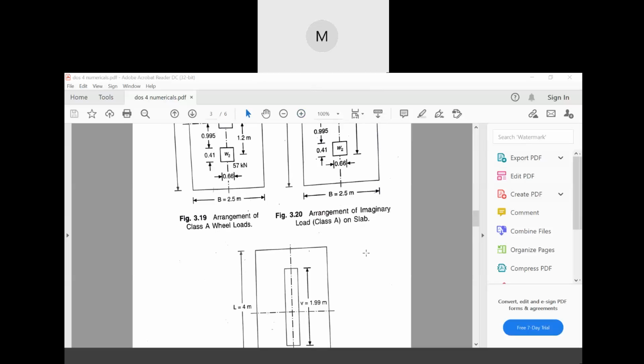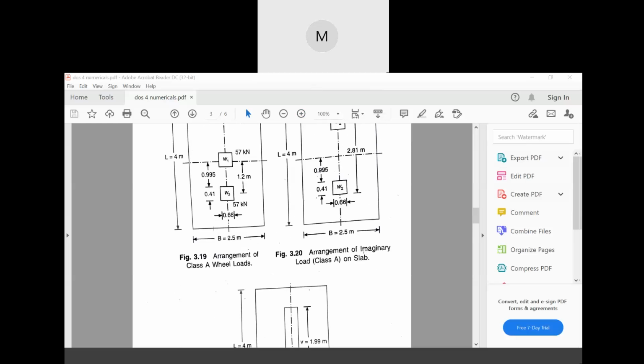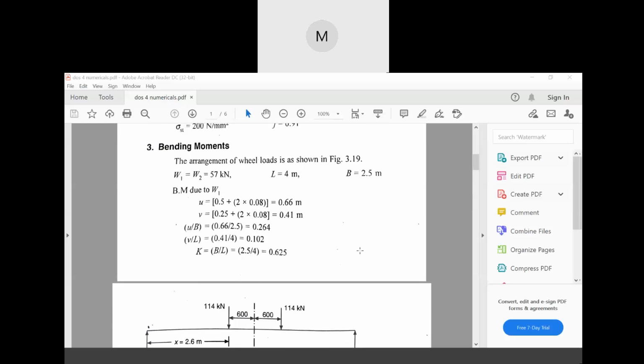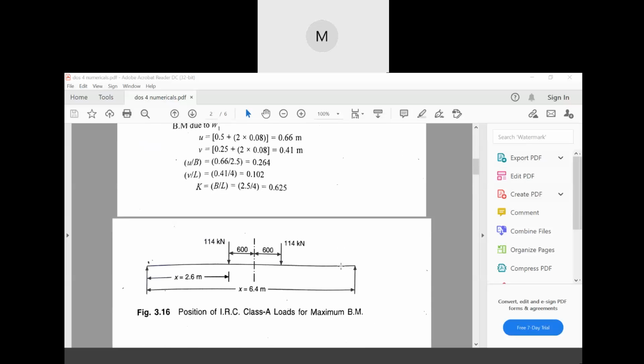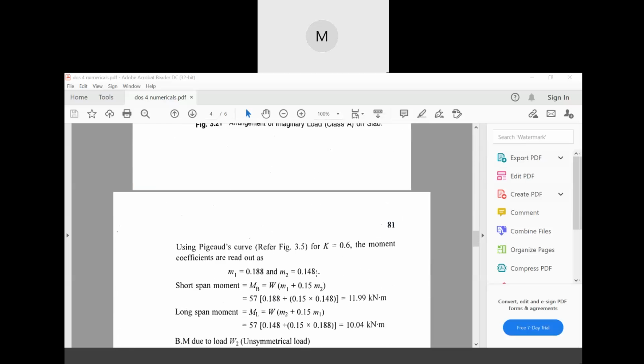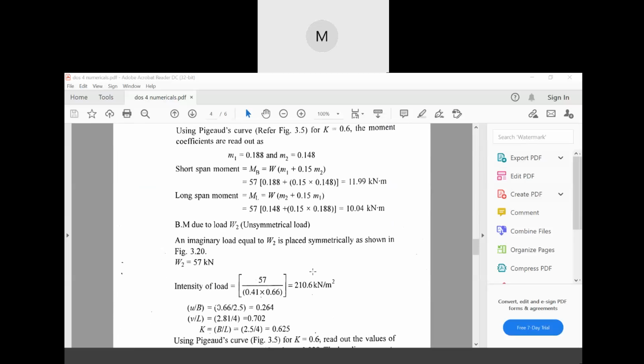Okay, seems like no one is interested except one. Okay, let's go to the next part. Now, you find out the M1 and M2. Very good, okay. You got the correct answer. Now, once we find out capital M1 and M2, this is for the load W1.